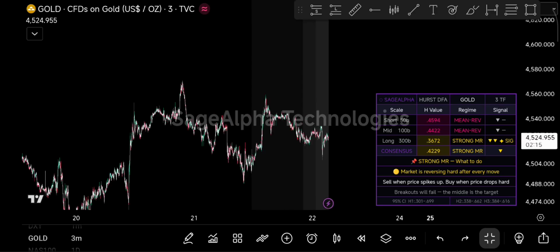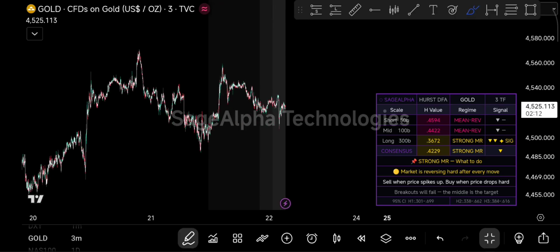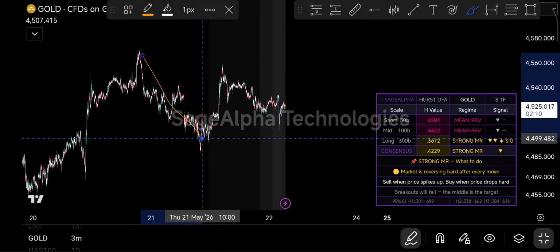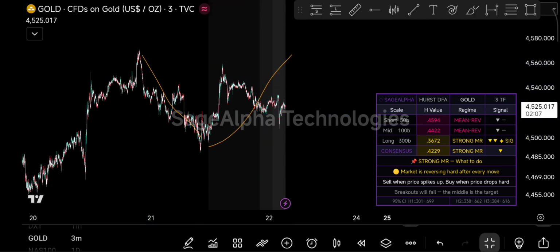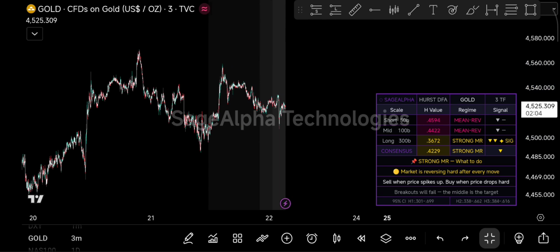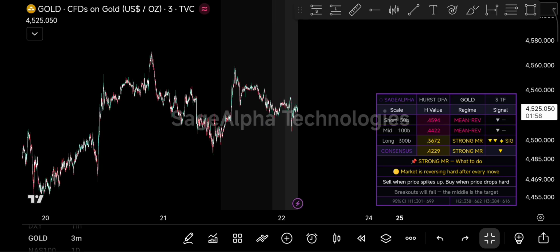And here we have a trend to the downside. So this is all we need. That means the market is mean reverting, just like we saw yesterday. We'll look for models that support this mean reversion. It says here in the tips, sell when the price spikes up, buy when the price drops. So what do we do? We look for a model.